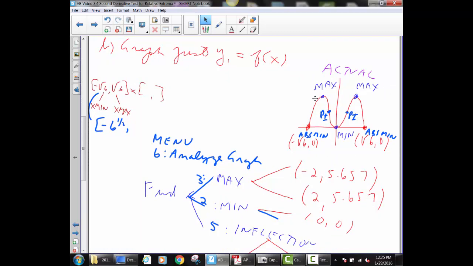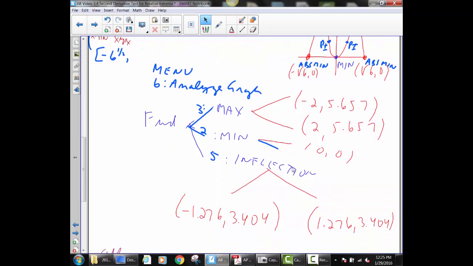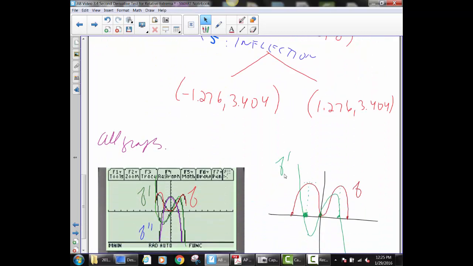The graph of just y1, which is your original f of x, on the window from negative root 6 to root 6 would look like this. Now you can visually see that this graph has a max here, and you could use a calculator to find that max at negative 2, 5.657. Here's another relative max at 2, 5.657. You'll notice there's a min at 0, 0. You'll notice there appear to be 2 points of inflection, and your calculator can find those as well.